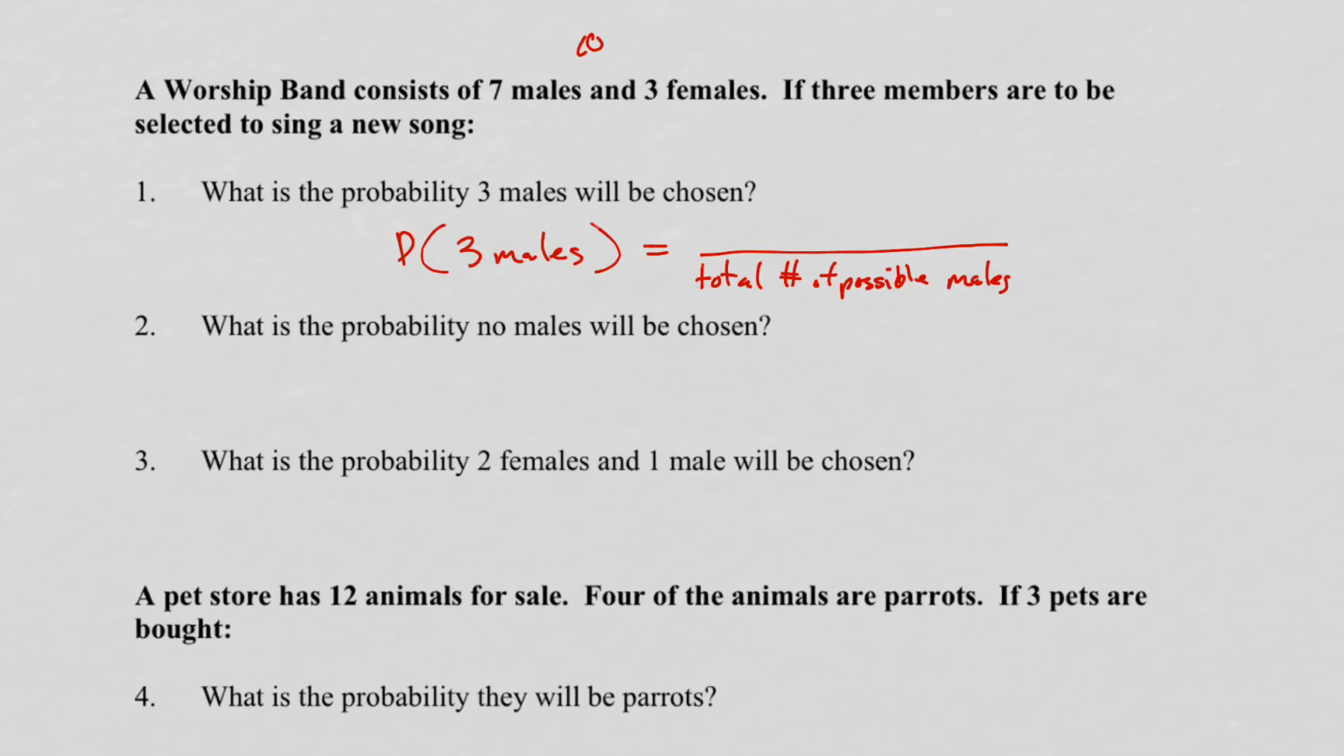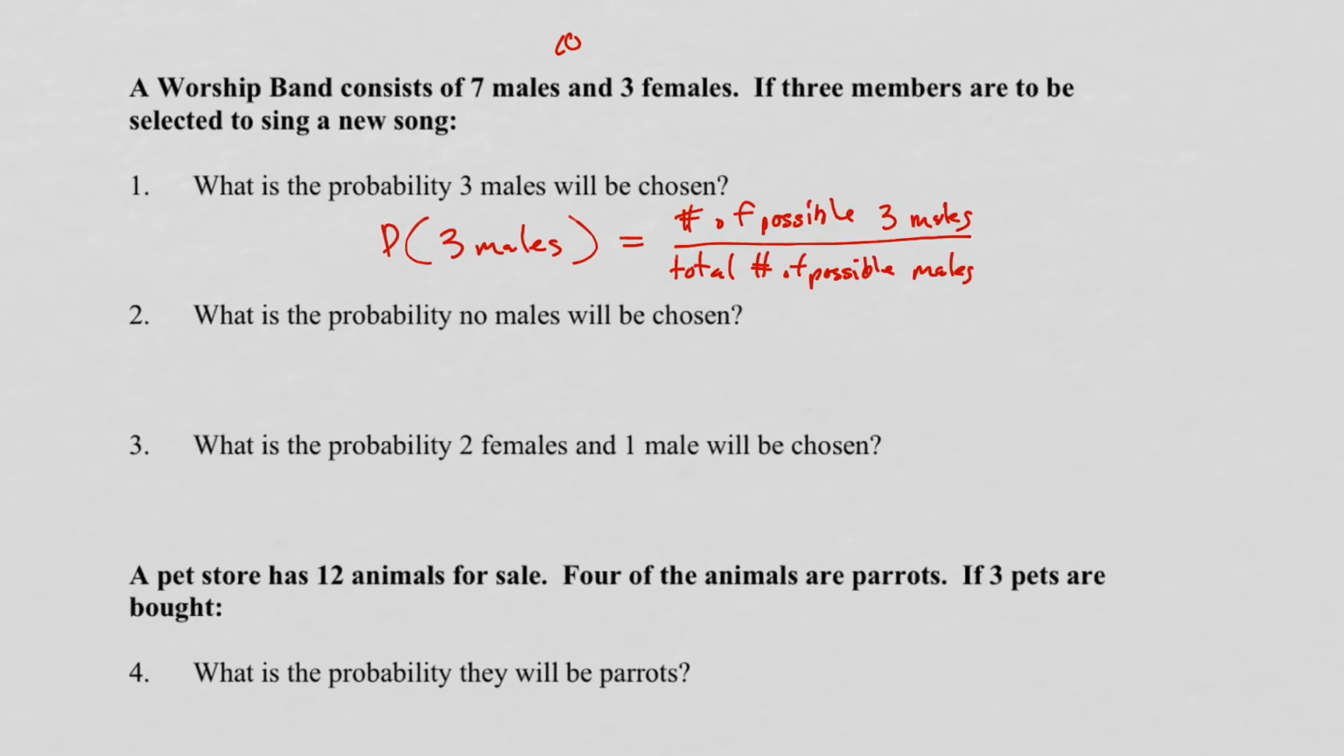So the top is going to be the number of possible three males. And I'm trying to simplify my language here, but it's really talking about, okay, if I pick 3 males out of the 7, I could pick the first 3, the last 3, the middle 3, in between 3. Okay, there's all types of options for having 3 males.